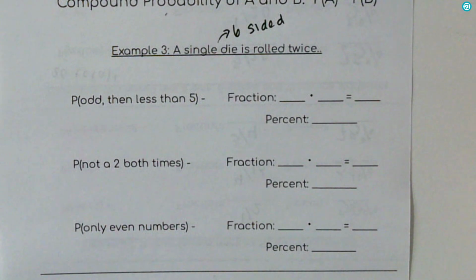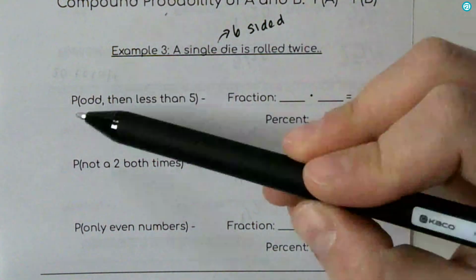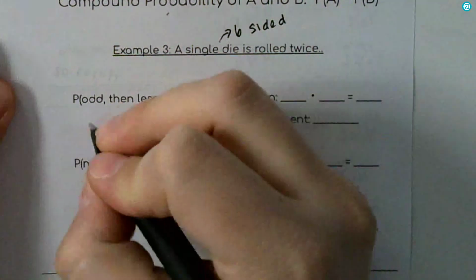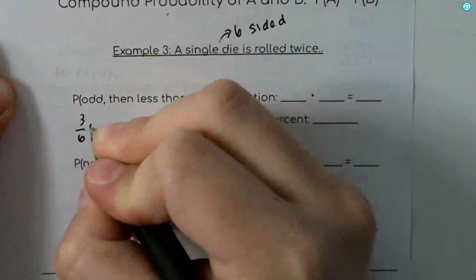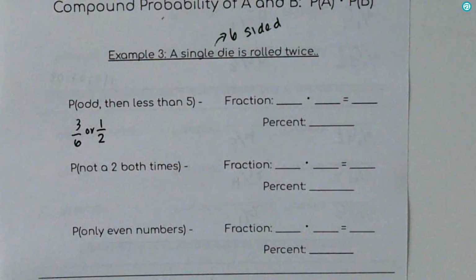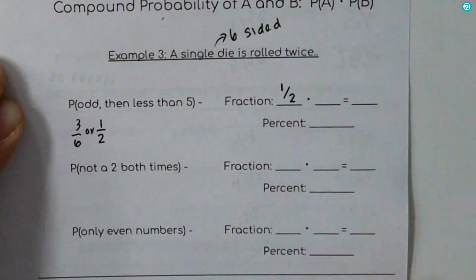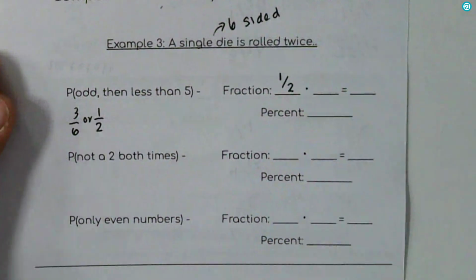So the probability of rolling an odd number on a die: it's 1, 2, 3, 4, 5, 6. How many of those are odd? 3 out of 6. So for a probability of odd, you can either put 3 out of 6 or 1/2. Which do you want to do? 1/2? Okay. So we're going to put that on our first line as our first fraction. The probability of rolling an odd number is 1/2.